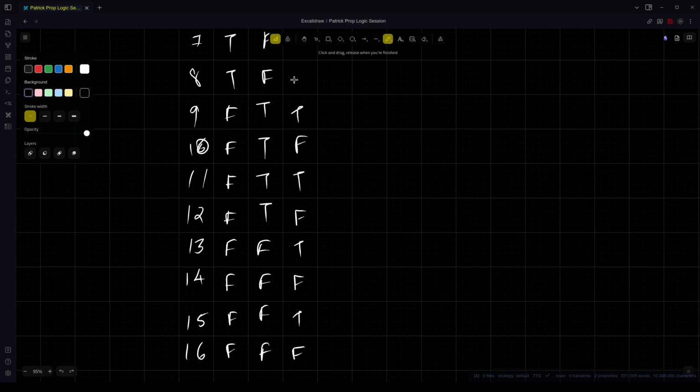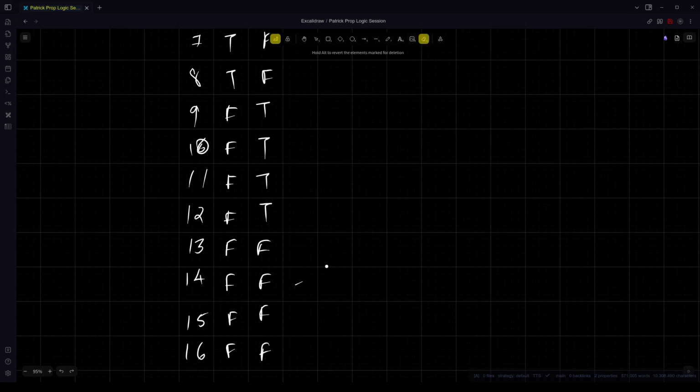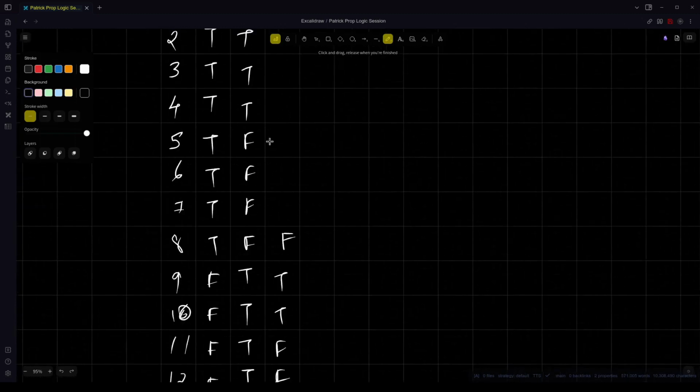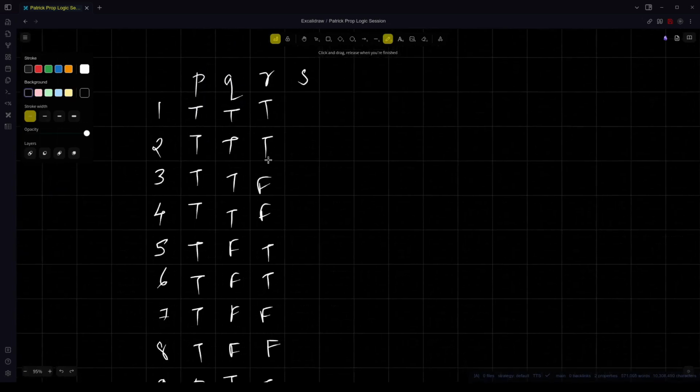Wait. So it's 4 divided by 2, right? Oh, sorry. Yeah, it's 4 variables, right? Yeah. So that's 2 falses, 2 truths, 2 falses. And then this will just be an alternating pattern. The last one is always going to be an alternating pattern.